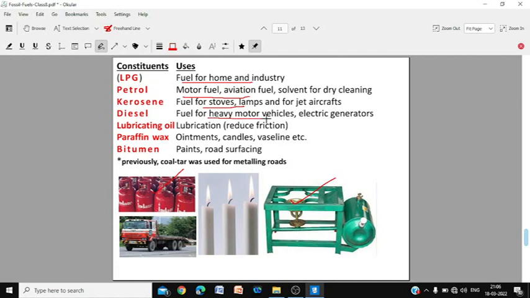Diesel is used for heavy motor vehicles like lorries. Here, lorries, they run on diesel. Buses, they also run on diesel. Tankers, they run on diesel.